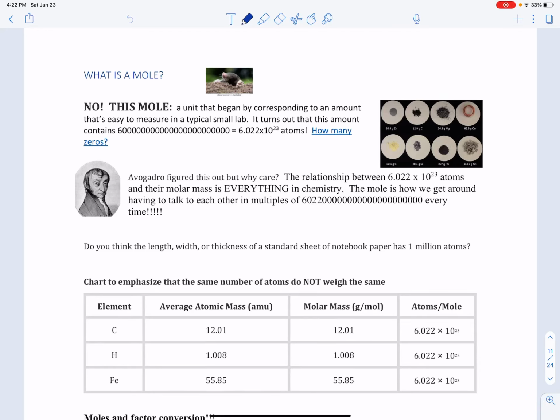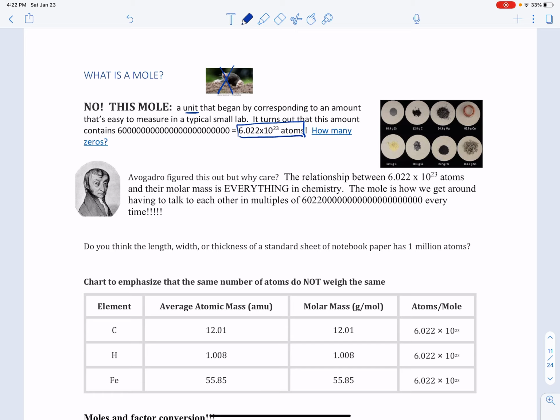So now we're going to begin a really important topic in chemistry. It's all about moles, but not this mole. The mole is the term, it's actually a unit, and it's a unit to help us describe a large quantity of something. It turns out that this amount contains this many atoms. So if you group this many atoms together, it can be called a mole.